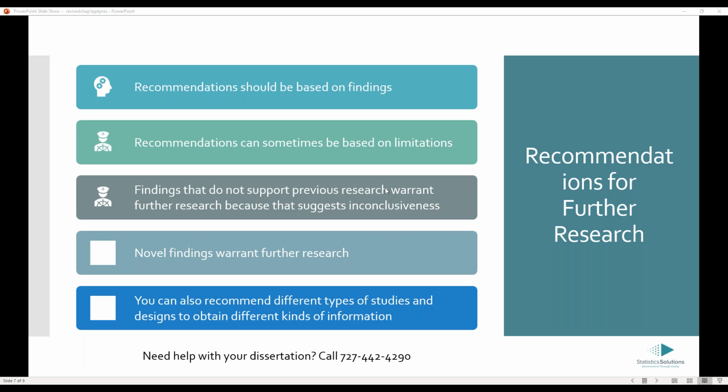Recommendations can also be based on limitations. So if you did conduct a quantitative study and you didn't get enough people, and your sample size was low and that affected your results, you can recommend that researchers replicate the study but include a larger sample size. So the recommendations can be based on limitations. The recommendations would be just to conduct the same study and address whatever limitations there were in your study.